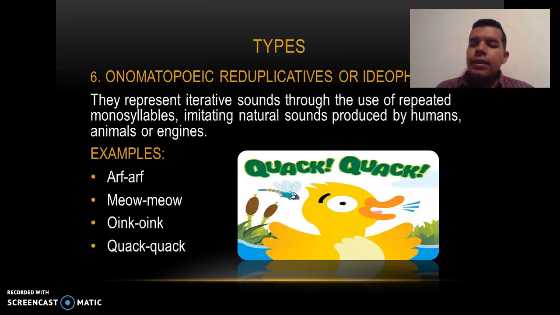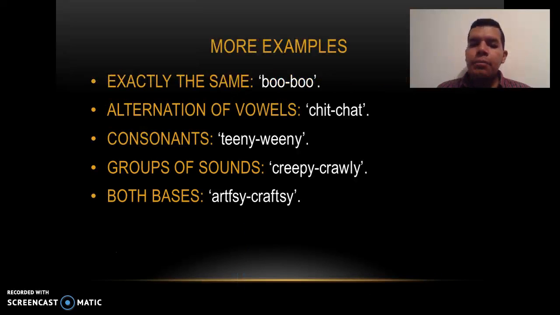Also, we can add here the sound of when a person laughs, for example, haha, or when a baby cries, or a car, for example, the engine of a car, vroom vroom, is an onomatopoeic reduplicative. More examples of these are these 5 that I put here.